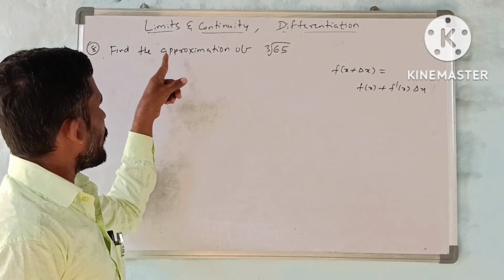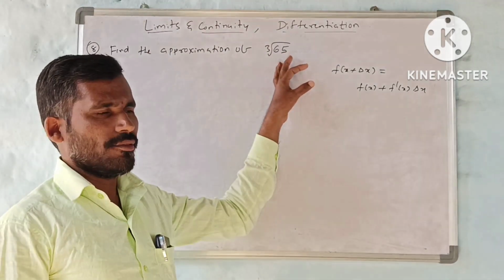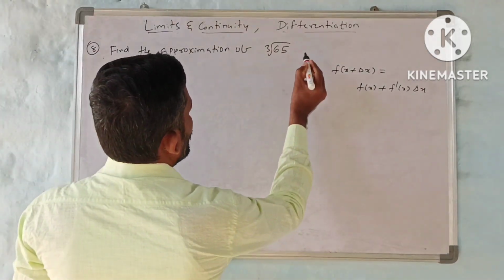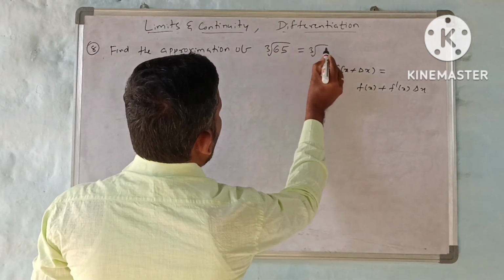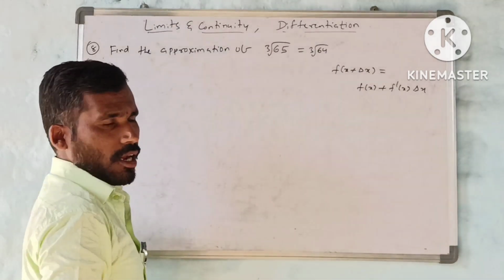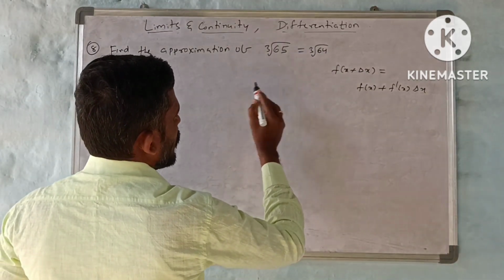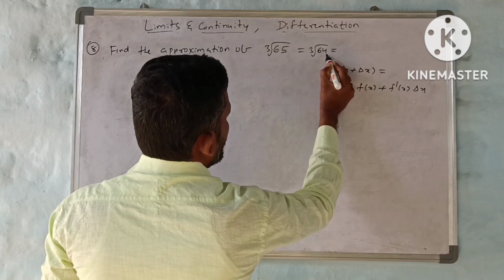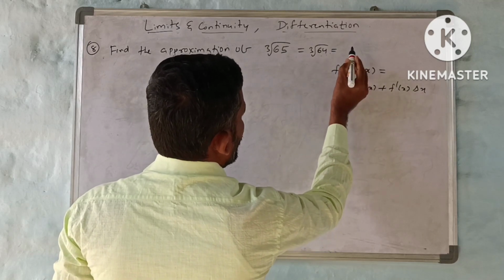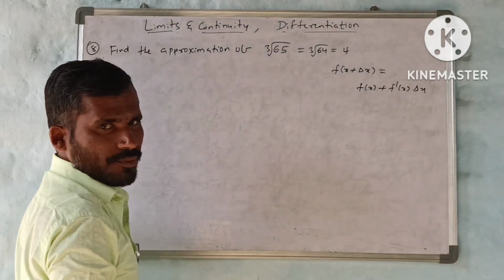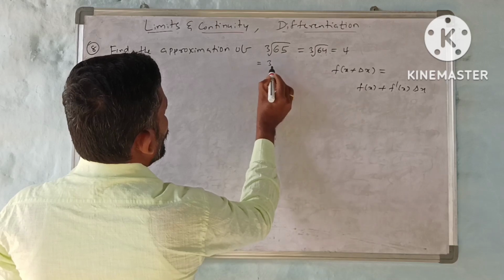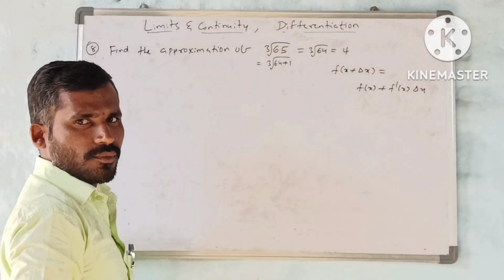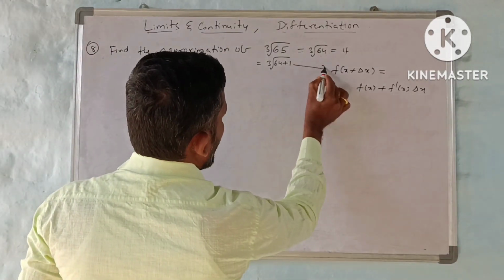Next problem is find the approximation of cube root of 65. Cube root of 65. Observe. So this is near to cube root of 64. Okay? That means it is slightly more than cube root of 64. So what is the value of cube root of 64? 4 fours are 16, 16 fours are 64. So this value is 4. So indirectly, the cube root of 65 can be written as cube root of 64 plus 1. Okay, so I am writing it in this form here.